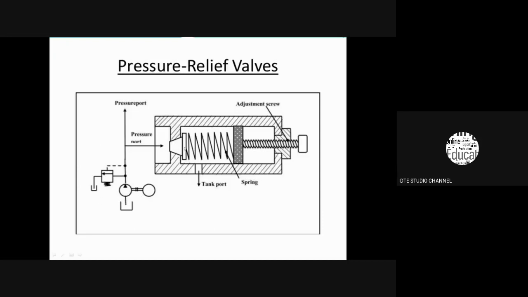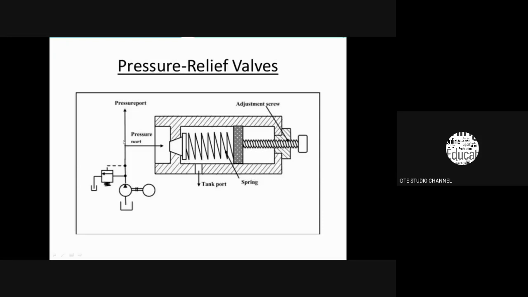The poppet can be moved by means of a helical spring. The spring force can be adjusted by the adjustment screw. Now, in the figure, by means of the pump, fluid is flowing through the system to run the actuator. This is the path of fluid. In the path of fluid, the pressure relief valve is mounted.